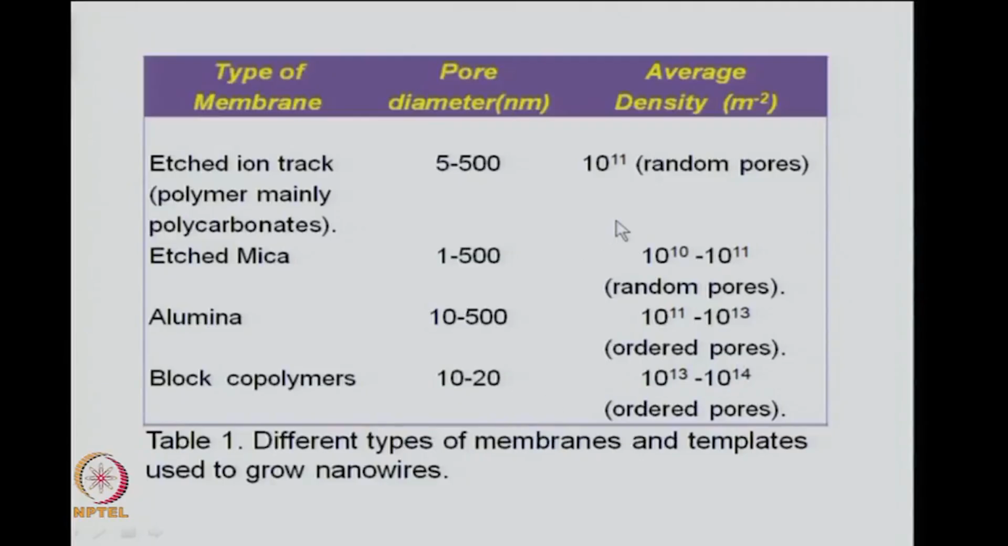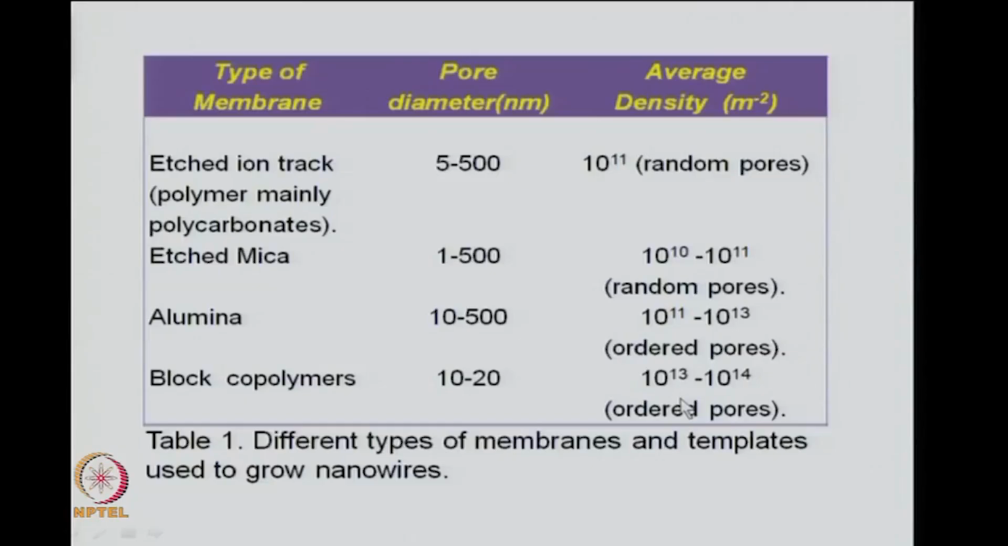So, earlier we were talking of random pores, but in the case of alumina and as well as in the case of block copolymers, we can get ordered pores and higher density of ordered pores, and the channel widths will vary from 10 to 500 nanometers in the case of alumina and 10 to 20 nanometers in the case where you are using block copolymers.